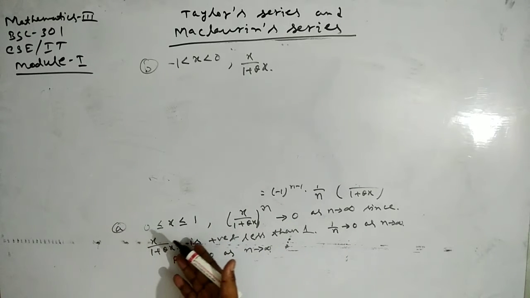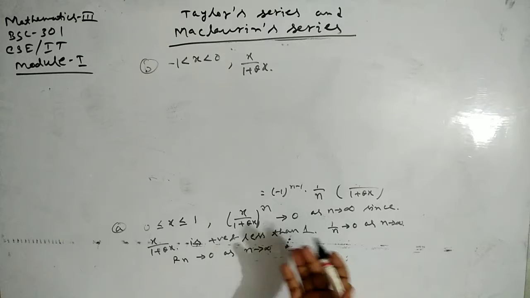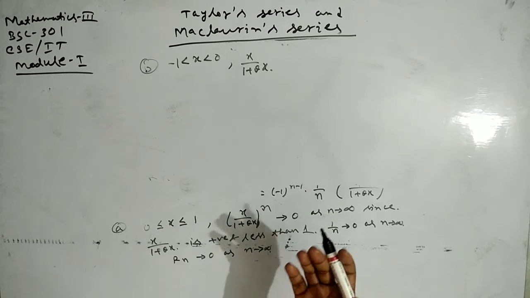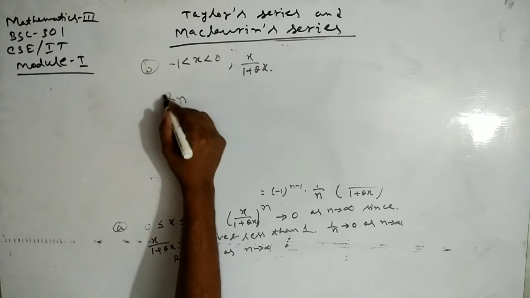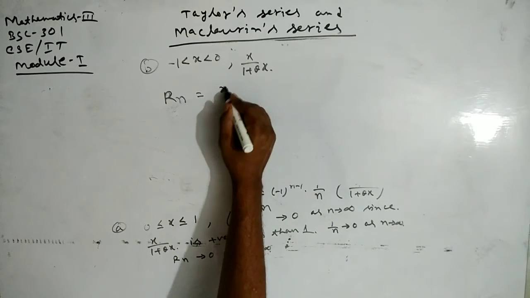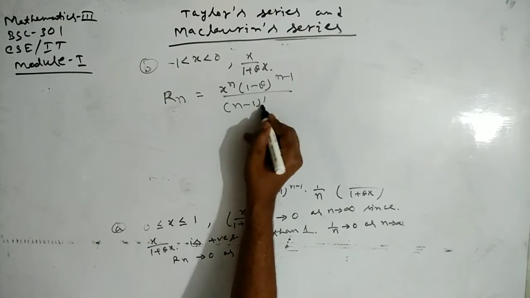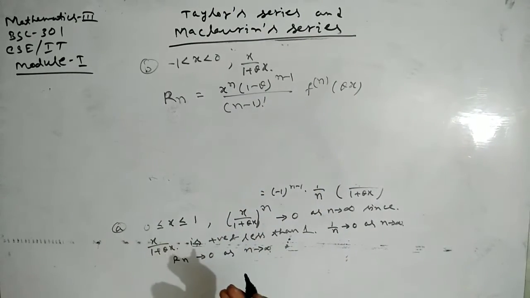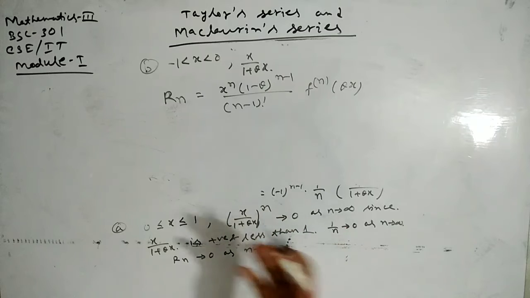In the first case, the condition of Lagrange's form of remainder is satisfied. But in this case, we are not getting any conclusion from Lagrange's form of remainder. So we have to use Cauchy's form of remainder, Rn equal to x to the power n into (1 minus theta) whole to the power n minus 1 by n minus 1 factorial into Fn of theta x. All these forms have been discussed in my previous video. You have to study this, otherwise you will not understand the solution of this problem.